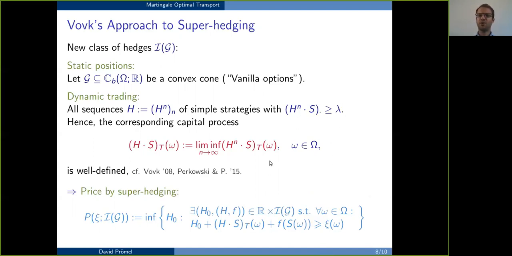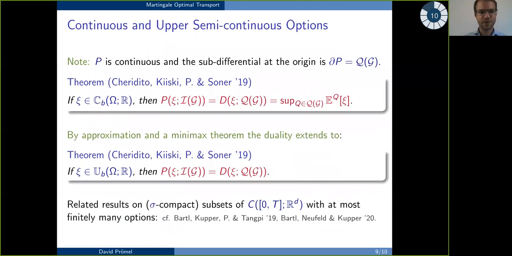And our capital gain process is now given by the limit inferior of simple gain processes. So we take a limit inferior, basically a closure with respect to the limit inferior, to define a bigger class of hedges. And the super-hedging price is then, as before, the minimum initial capital with the dynamic trading with this sequence of simple trading strategies, such that it dominates the payoff of the option as before. And this allows us to prove that the super-hedging functional P is continuous with respect to the beta 0 topology and the subdifferential at 0 is equal to the martingale measures consistent with the European options. So using the Fenchel-Moreau theorem, one has the pricing-hedging duality for continuous options as well.